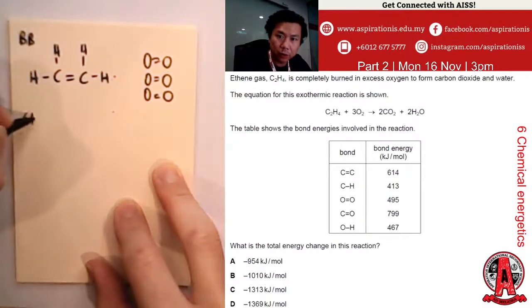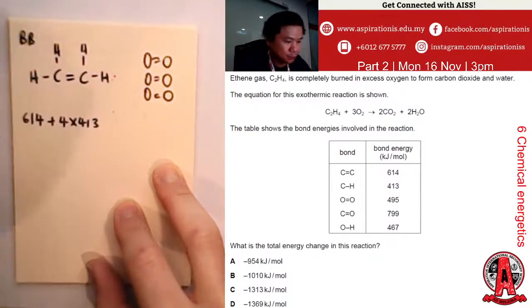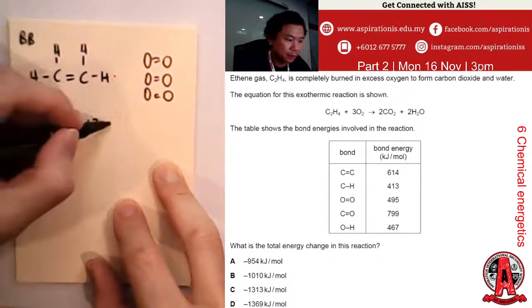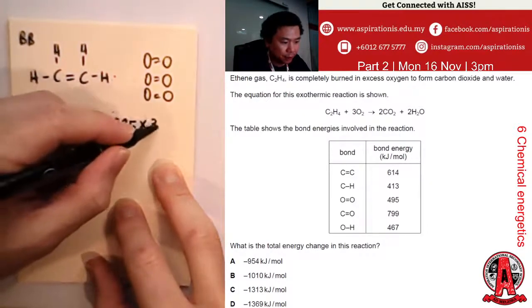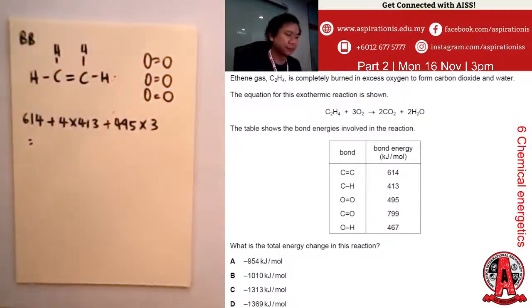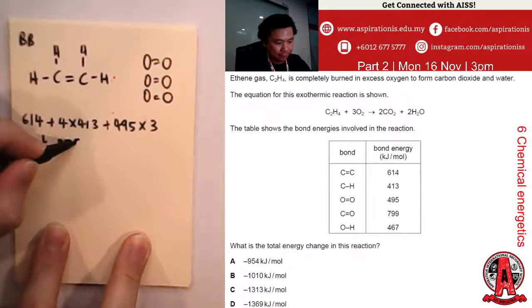We are looking at 614, and we have 4 C-H, which is 413. Is anyone getting the answer already? And 495 times 3. So I've got a positive 3751.